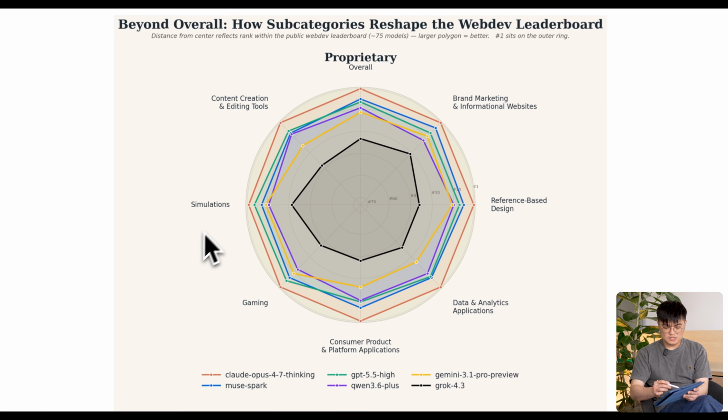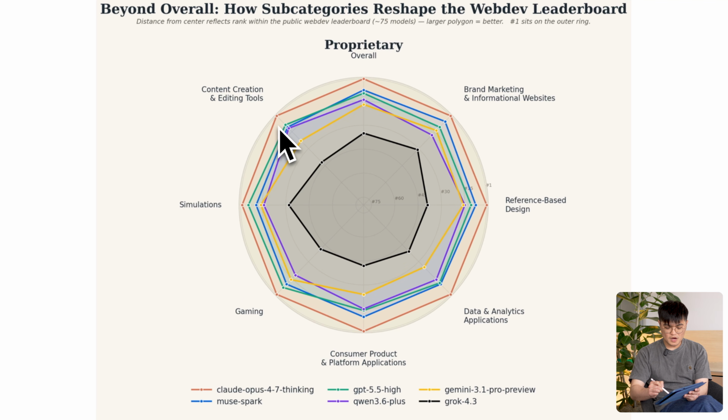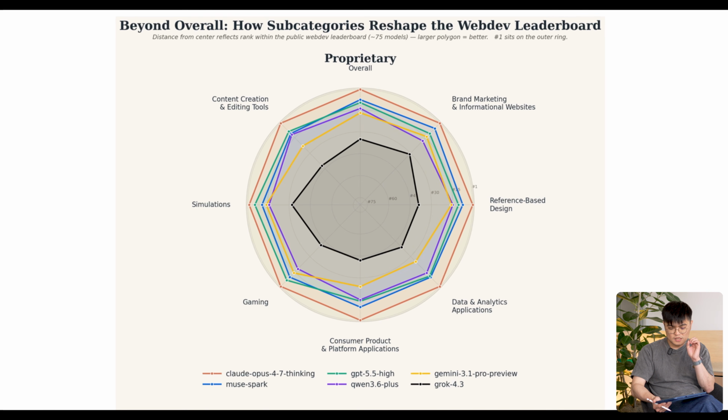For example, we see GPT 5.5 high is actually pretty good at content creation tools, simulation, gaming. These are very hard problems, but on brand marketing and information websites, they probably did not put too much focus, and so they are not as strong compared to other categories.